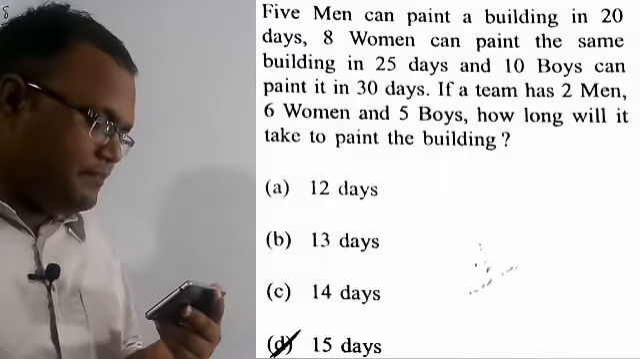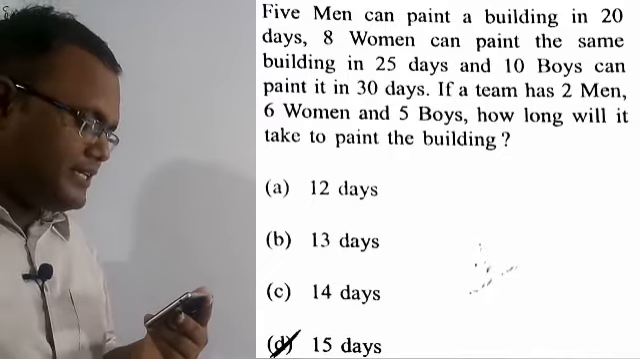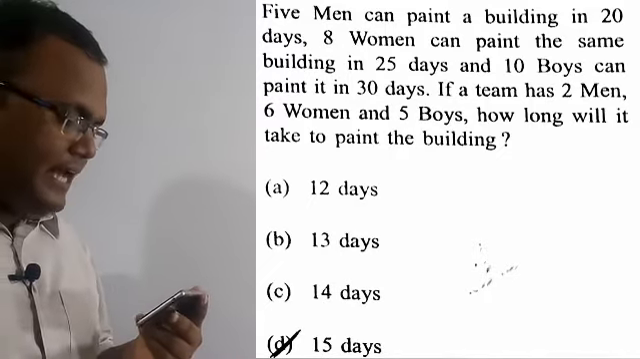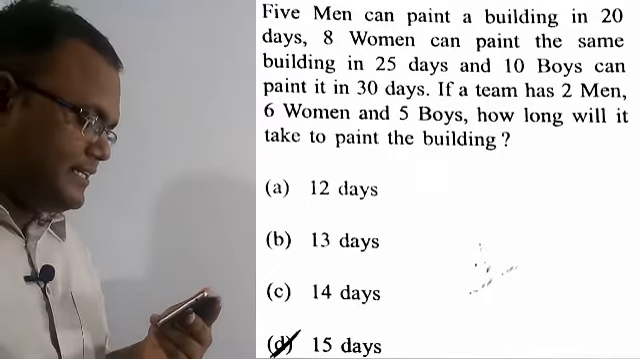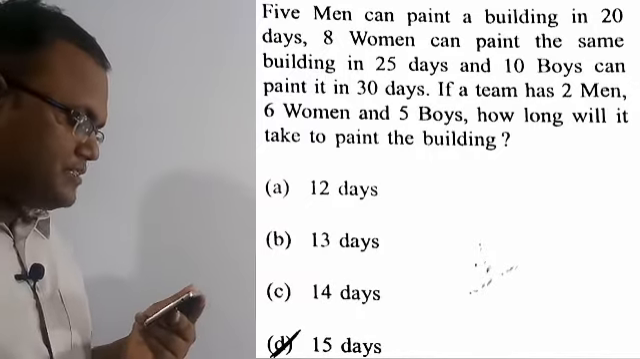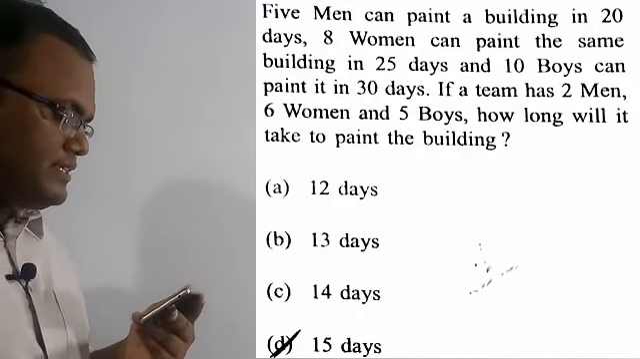So we are going to solve the eighth question. See the question here. 5 men can paint a building in 20 days, 8 women can paint the same building in 25 days and 10 boys can paint it in 30 days. So if a team has 2 men, 6 women and 5 boys, how long will it take to paint the building?